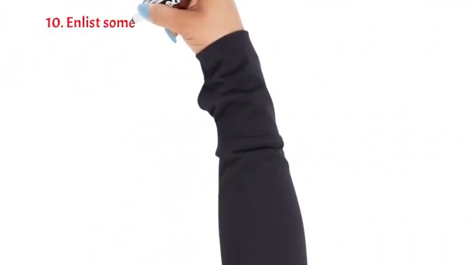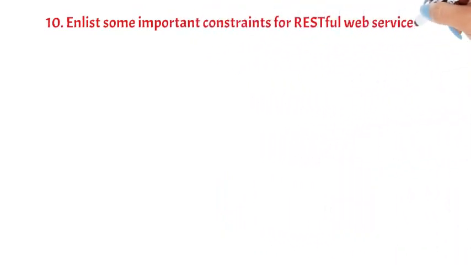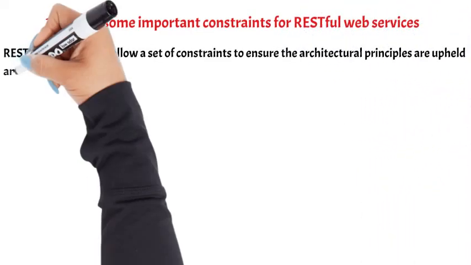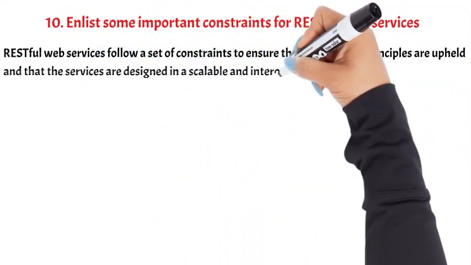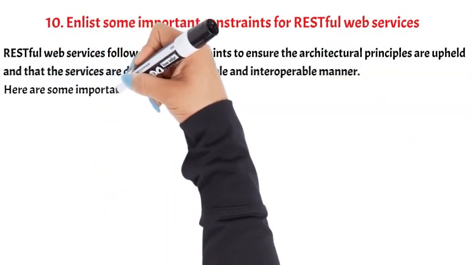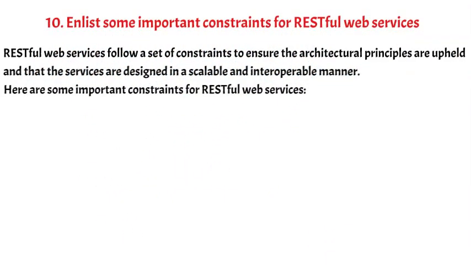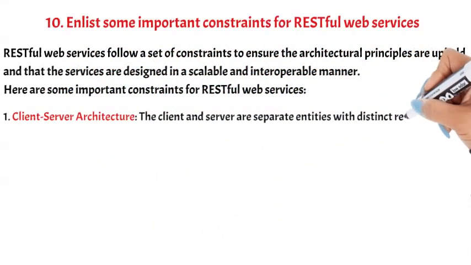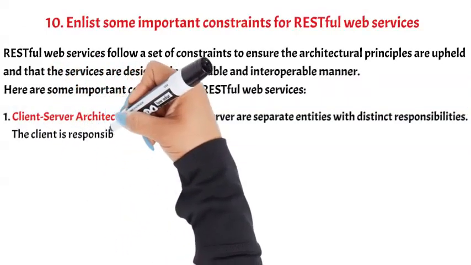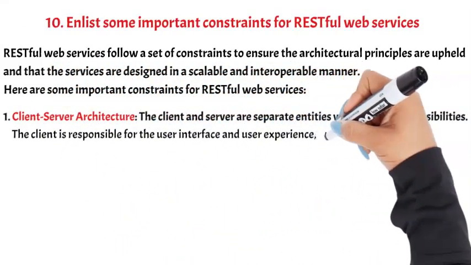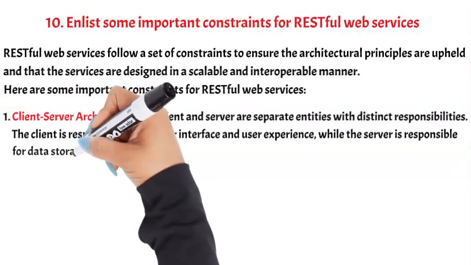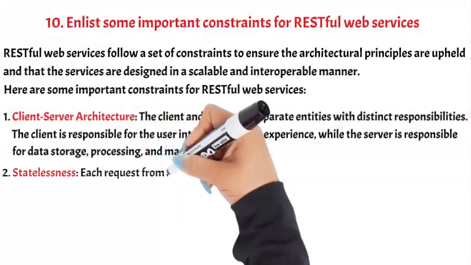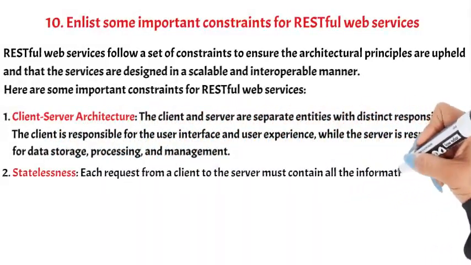10. Enlist some important constraints for RESTful web services. RESTful web services follow a set of constraints to ensure the architectural principles are upheld and that the services are designed in a scalable and interoperable manner. Here are some important constraints. 1. Client-server architecture. The client and server are separate entities with distinct responsibilities. The client is responsible for the user interface and user experience, while the server is responsible for data storage, processing, and management.